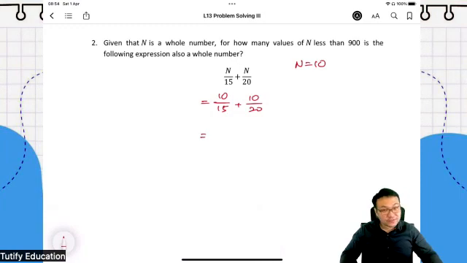10 over 20 is half. It's not a whole number, so you will not end up getting a whole number. So I don't think you can say this. Why don't I try this? No, let's try this.